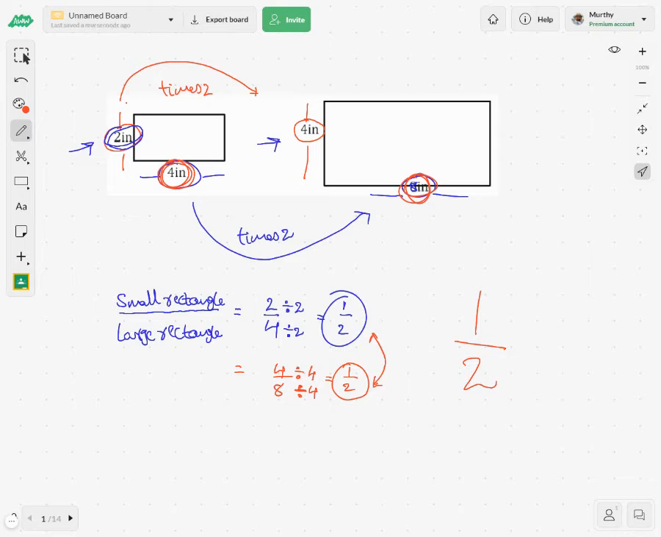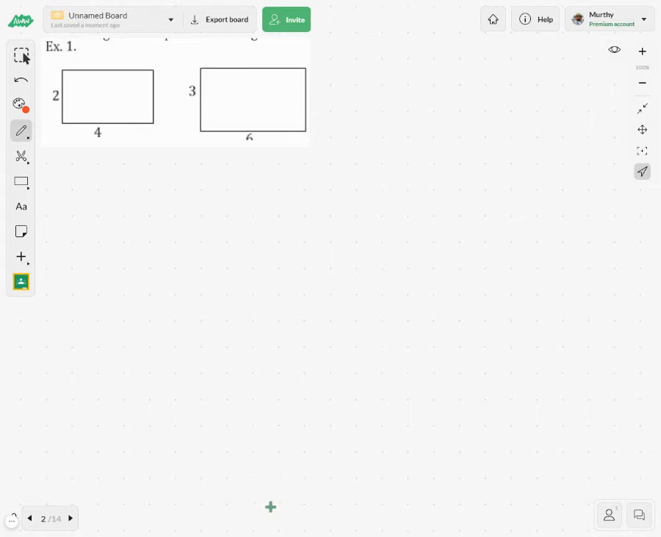In fact, you learned the same thing in the previous topic, that is dilation. Okay, so let's take maybe one more example. This is same as the previous one. I'm trying to compare. This is 2 units and this one is 3 units. And the length is here 4 and this one is 6. Let's see.